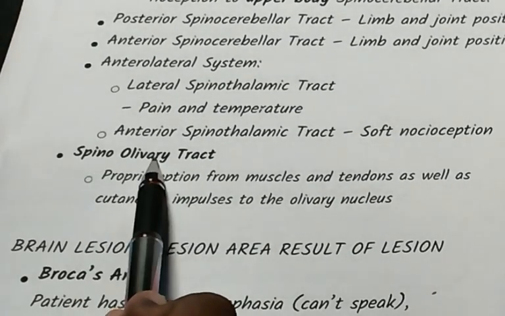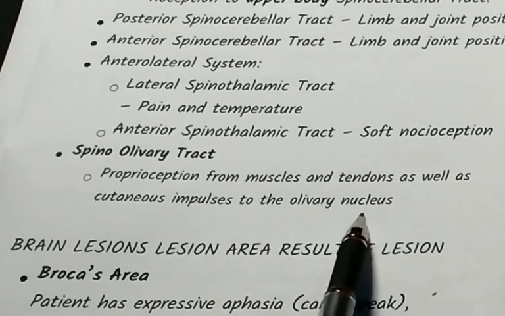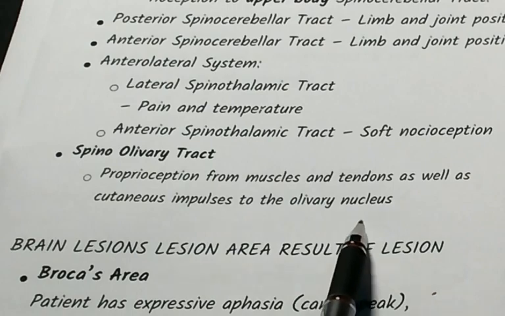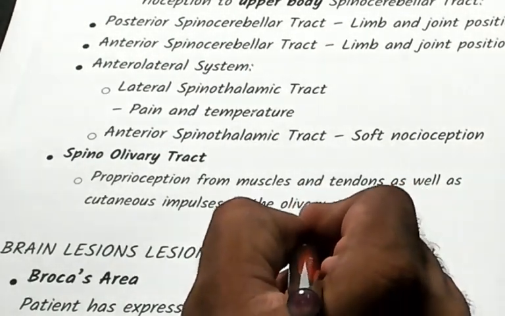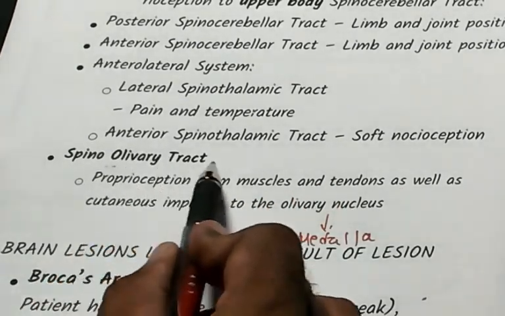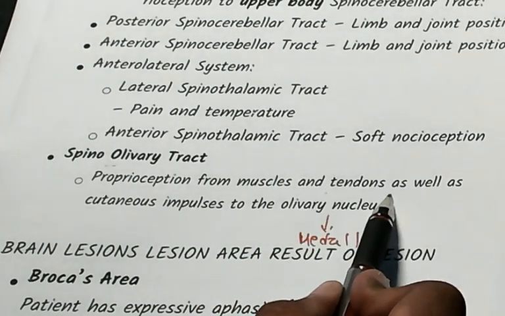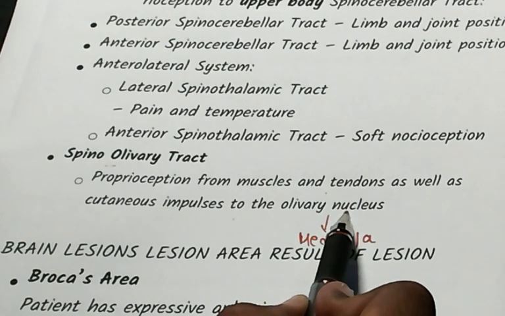Then you have a spino-olivary tract. Where is the olivary nucleus? There is one superior and inferior olivary nucleus. Inferior olivary nucleus is there in the medulla. So typically this spino-olivary tract carries the proprioception from the muscles, tendons, cutaneous impulses to inform the olivary nucleus.